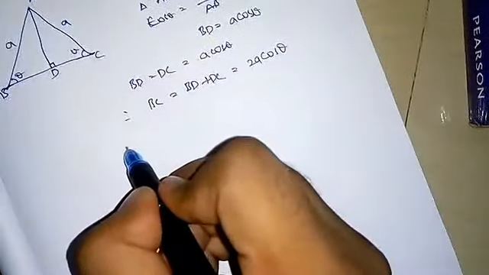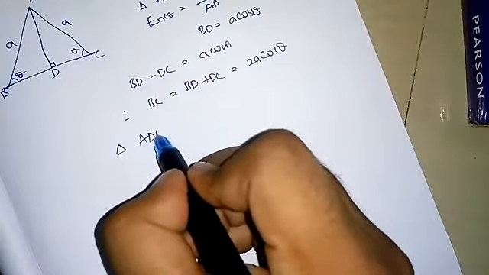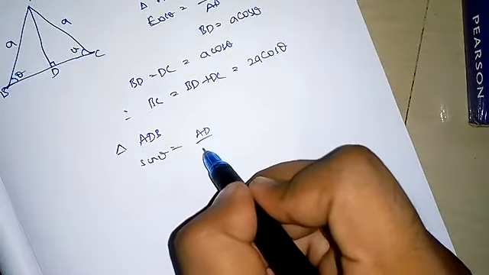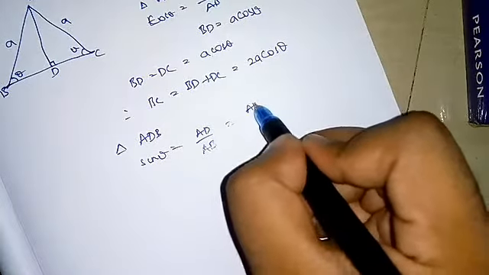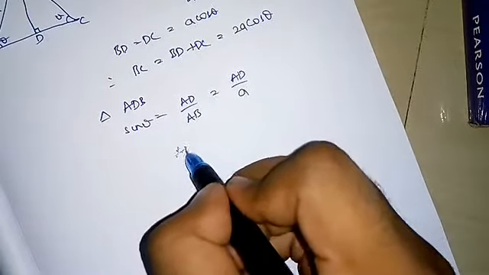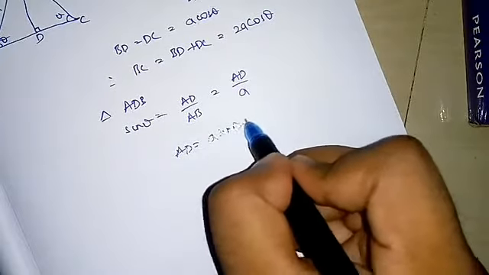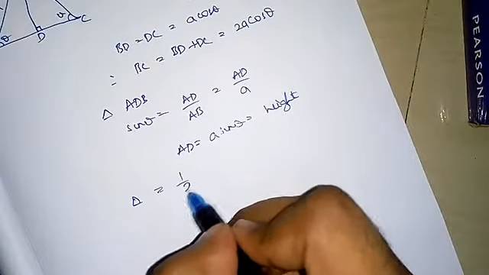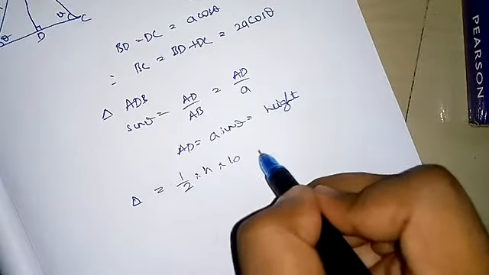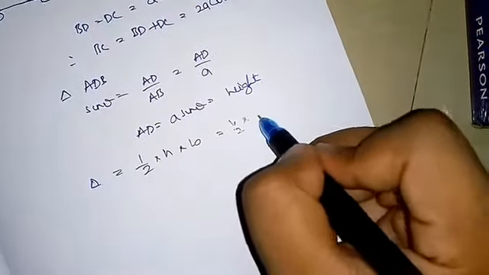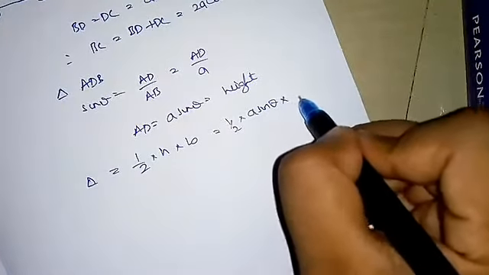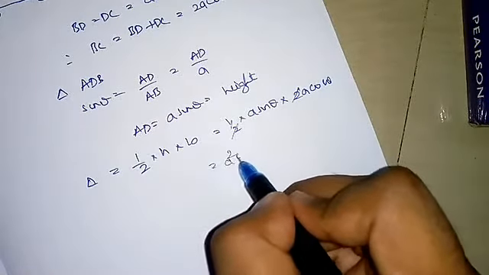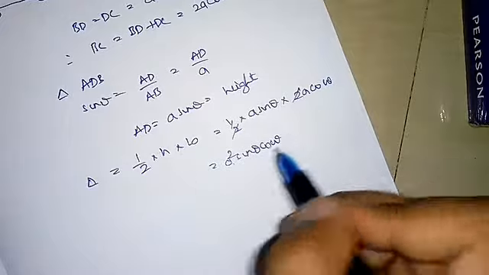And in triangle ADB, sin theta is equal to opposite side AD by hypotenuse AB, which is equal to AD by A. Therefore AD is equal to A sin theta, which is the height. Therefore area of the triangle is equal to half into height into base, which is half into A sin theta into 2A cos theta. We cancel 2 and 2. This will be equal to A square sin theta cos theta. Hence true.